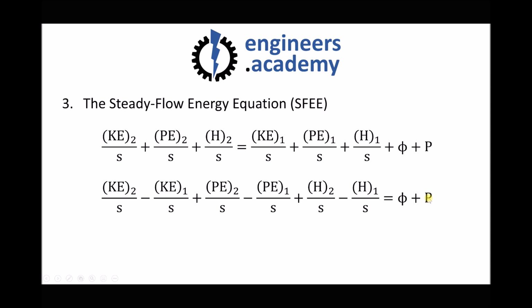Now we can actually simplify this further. You can see I've moved the right-hand side to the left-hand side. So we have the rate of heat energy into the system plus the rate that work's being done on the system, or the power entering the system, equals the change in kinetic energy per second plus the change in potential energy per second plus the change in enthalpy per second. And on the bottom line there, that's actually our steady flow energy equation, SFEE.